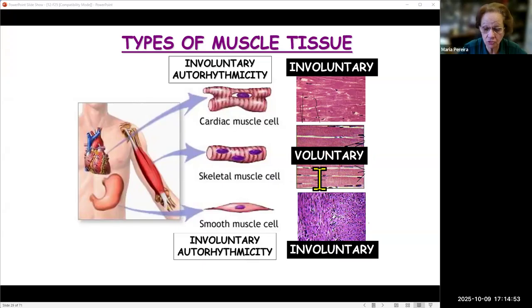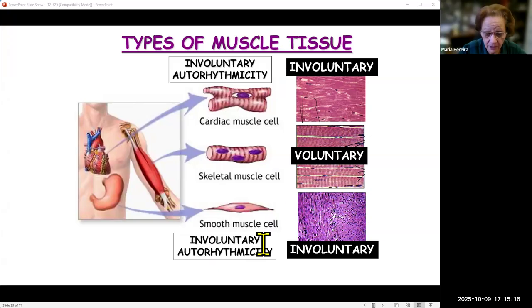However, skeletal muscles are under voluntary control. I can say, I want to move the muscles in my hand, even in my nose, if I want to. So they're under voluntary control. Now, if we compare the cardiac muscle with smooth muscle, what do they have in common?